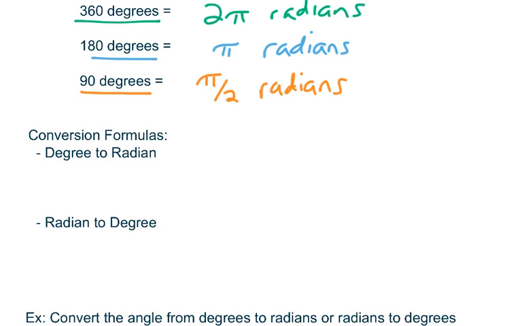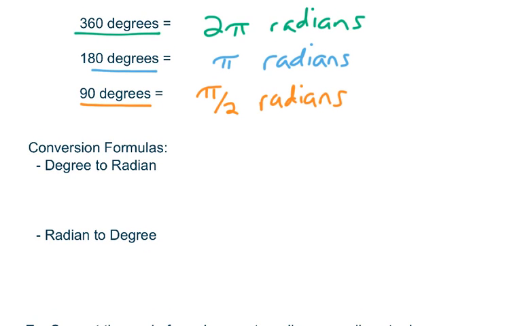The conversion formulas, if you're given something that isn't very familiar, like 180 degrees, maybe you're given 117 degrees, what would be the radian formula, or what would be the radian measure of that instead of degrees? To go from degrees to radians, you're going to take the angle measure in degrees times pi over 180. So whatever it is, let's say this was 117 times pi over 180.